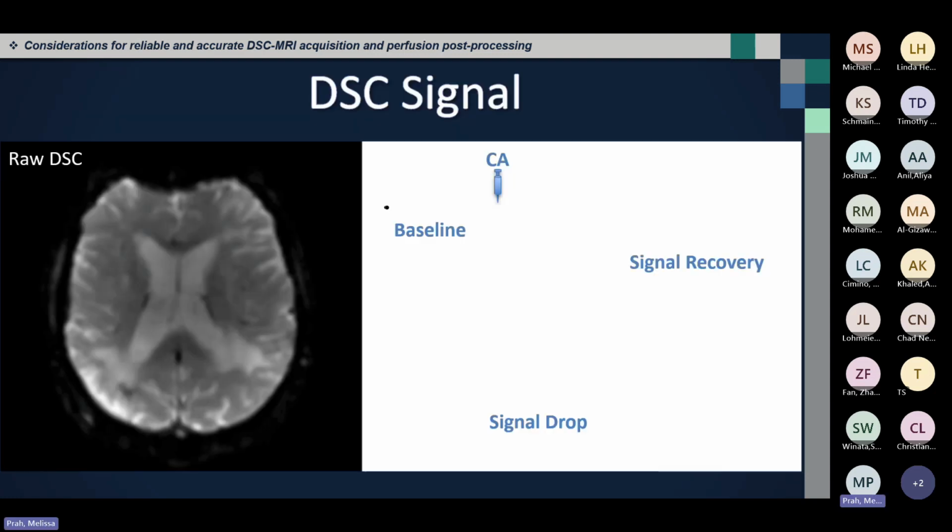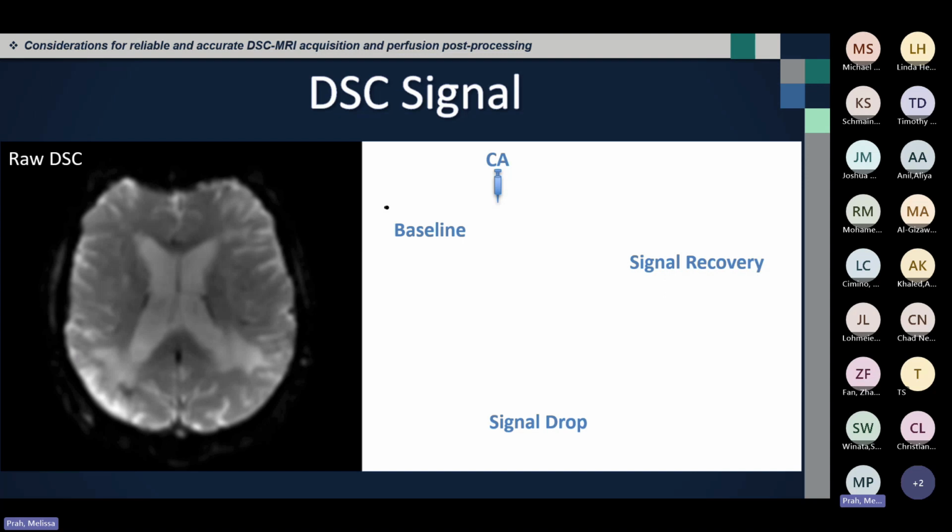Dynamic susceptibility contrast imaging exploits the susceptibility-induced changes in T2 star due to contrast agent as it passes through tissue. What you will see here is the DSC acquisition over time and the corresponding signal profile. Following contrast agent administration, we can visualize this change in susceptibility with the transient darkening of the blood vessel and the rapid decrease in the DSC signal profile.